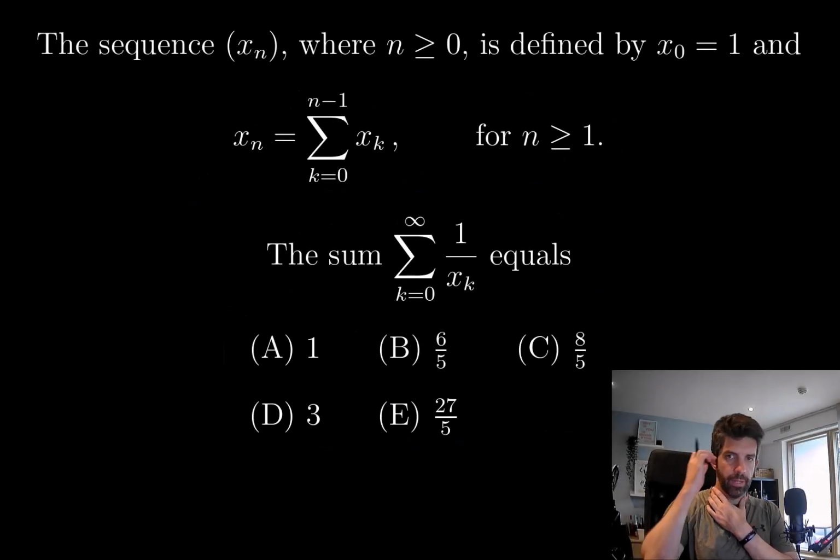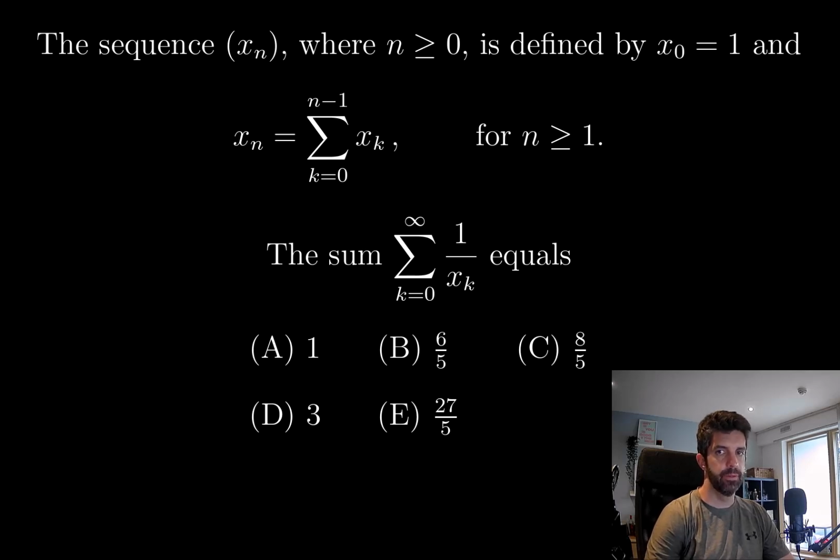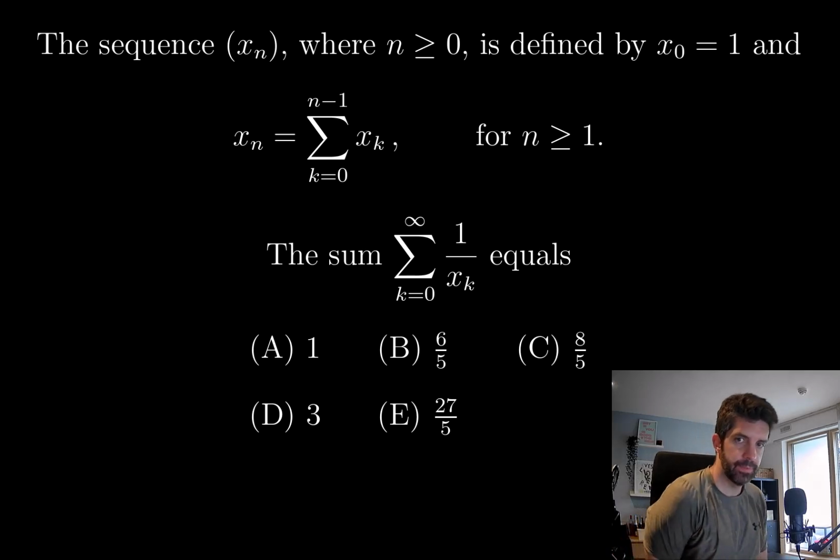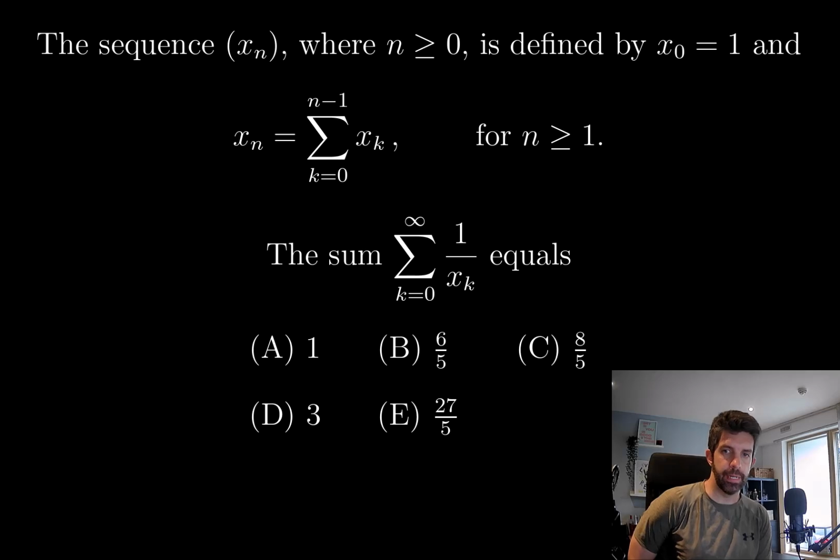The sequence x_n, where n is greater than or equal to 0, is defined by x_0 equals 1, and x_n is equal to the sum as k ranges from 0 to n minus 1 of x_k for n greater than or equal to 1. The sum as k goes from 0 to infinity of 1 over x_k equals: 1, 6 over 5, 8 over 5, 3, or 27 over 5.